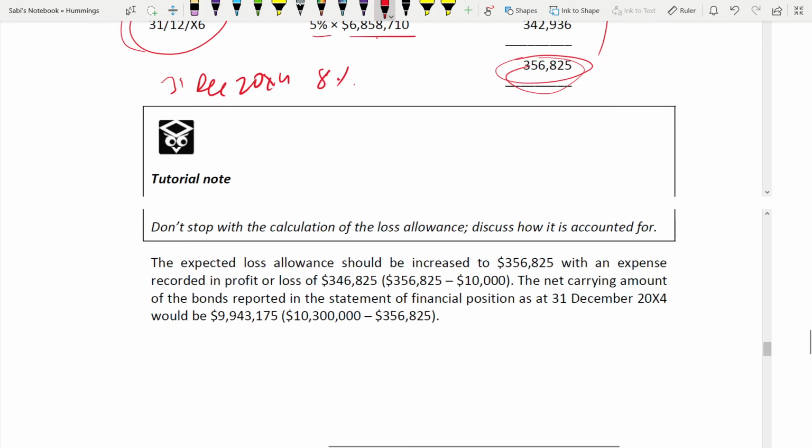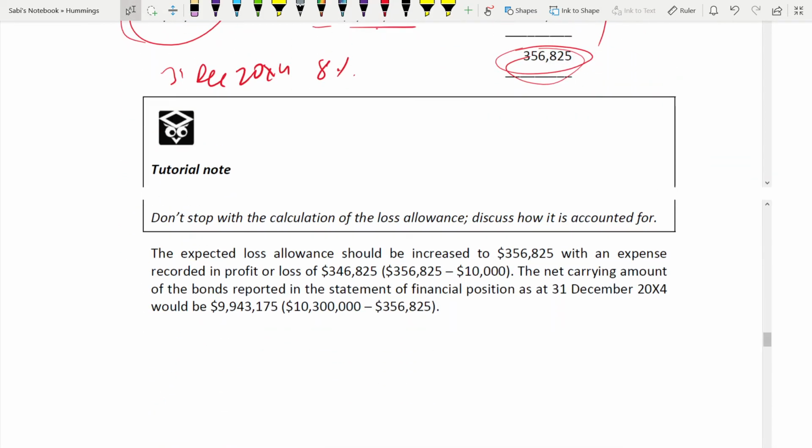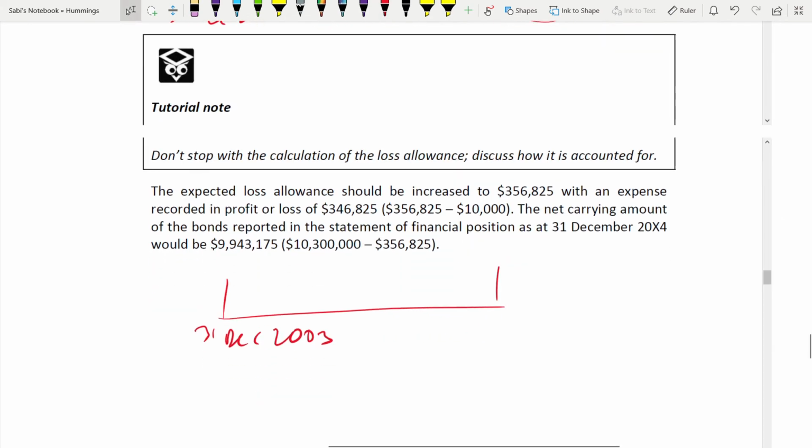Okay, so now remember, this is the time scale. 31st December 2003, they were already having an allowance of how much?